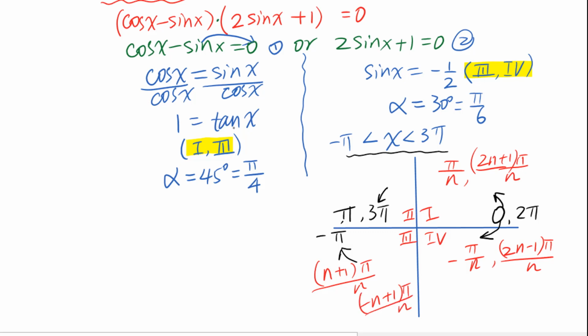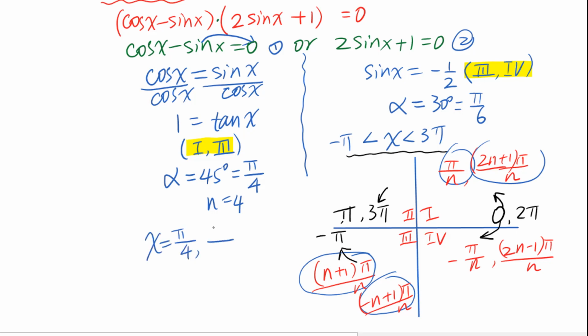For tangent x equals 1, first and then the third quadrant, we know n equals 4. So we plug into this pattern, first and then the third quadrant pattern. You will get x equals pi over 4, 9 pi over 4, 5 pi over 4, and negative 3 pi over 4.